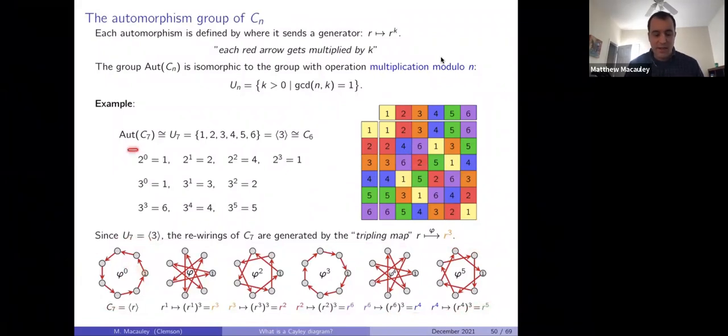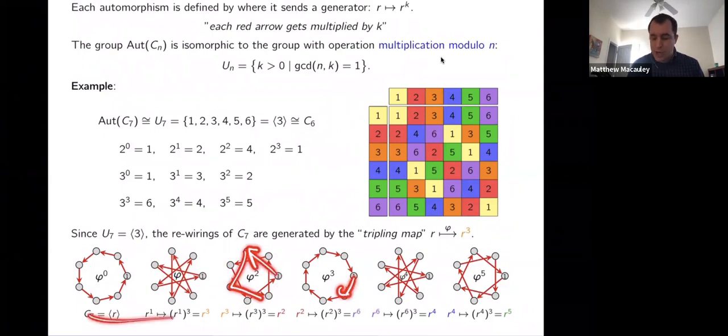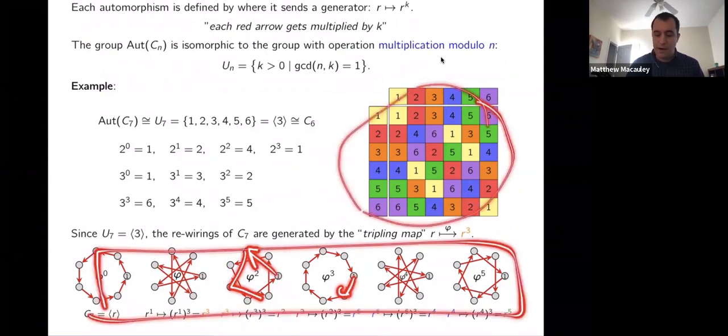So for Cn, the automorphisms are generated by what I call the tripling map. This phi sends a red arrow to 3 red arrows. So this red arrow, if you triple it, it goes to here. So if you triple twice, now let's triple this red arrow. So this goes to 1, 2, 3. Sorry, that's 1, 2, 3. That gives you this. Now, if you triple this 1, 2, 3, that gives you this. So the tripling map generates everything. Here's the Cayley diagram for this.